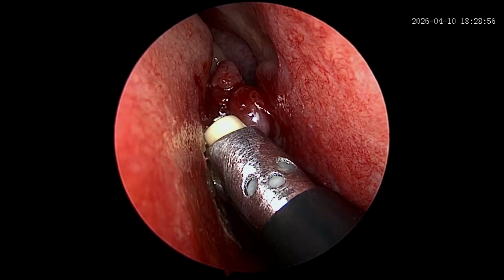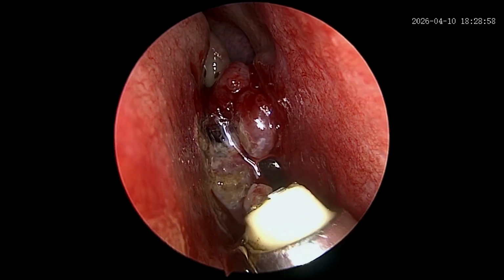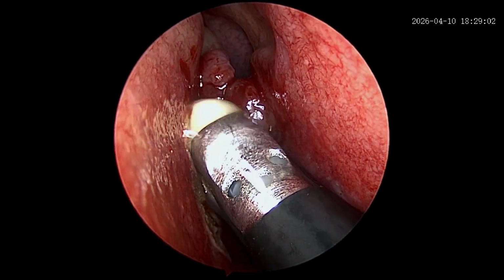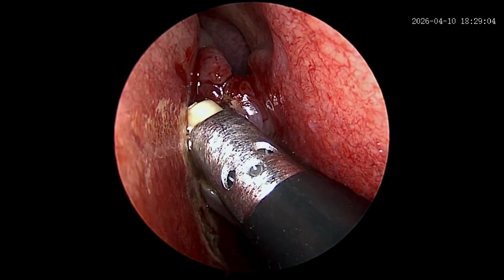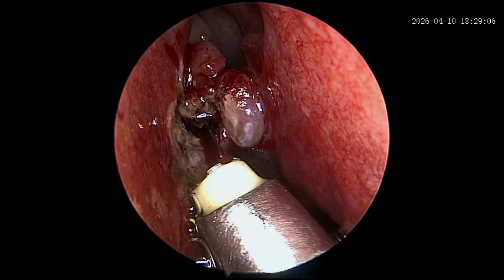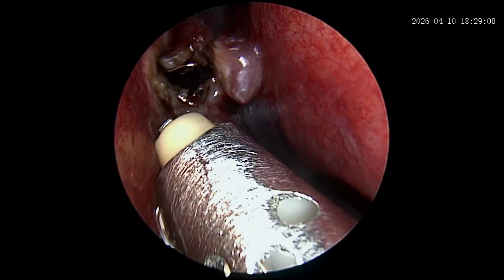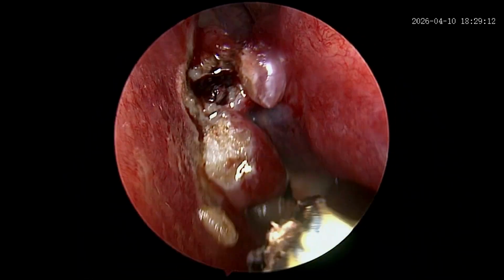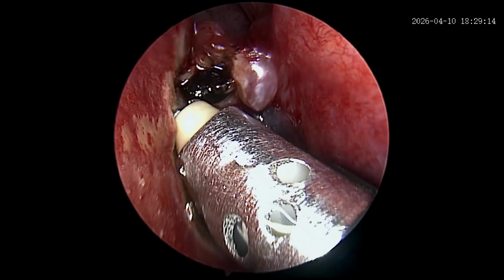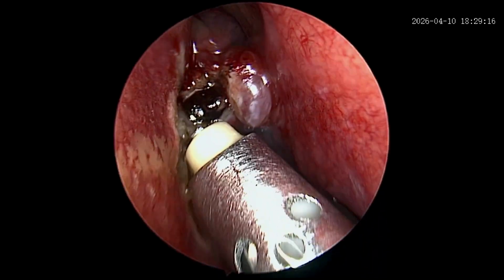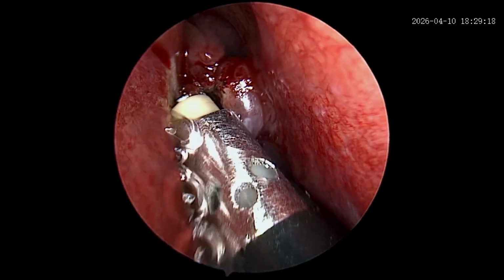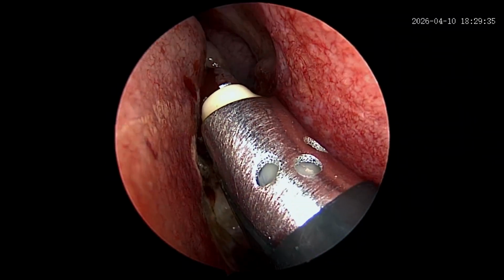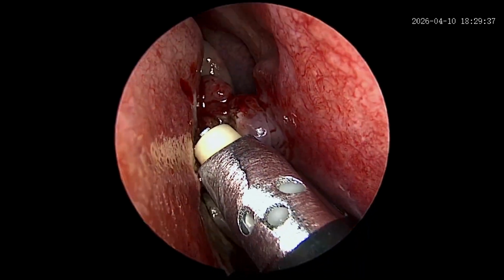Once we delineated the nasal mass, we can see that there is no blood ooze or any blood in the area. We then use the ablation mode to cut off the nasal mass from the nasal septum, and it's completely removed, and we can see that there is no further damage to the normal nasal mucosal tissue.